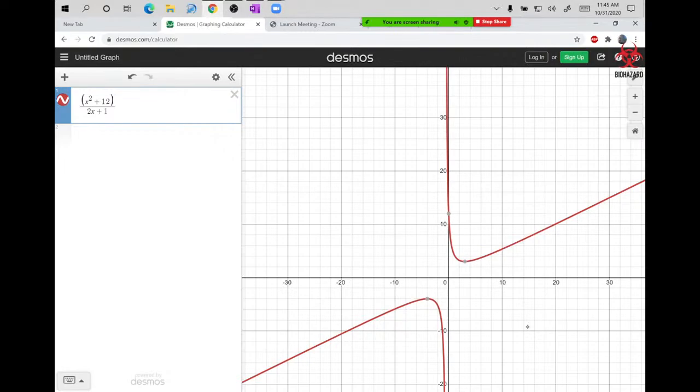So you see the asymptote, and then you don't really have the formula for your slant asymptote, but you can definitely see that the graph is following some kind of slant asymptote there.